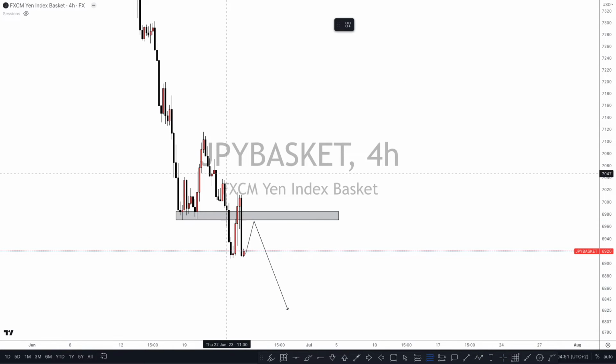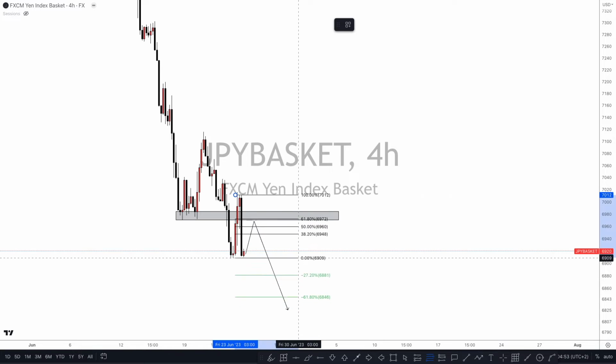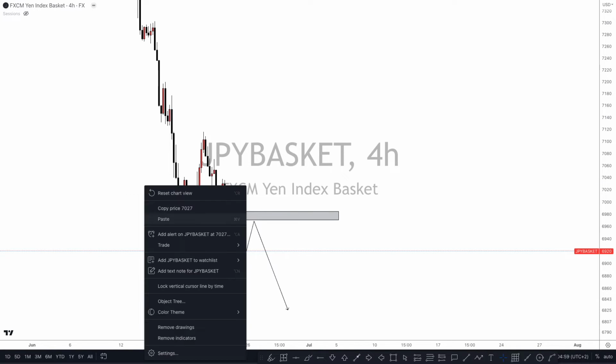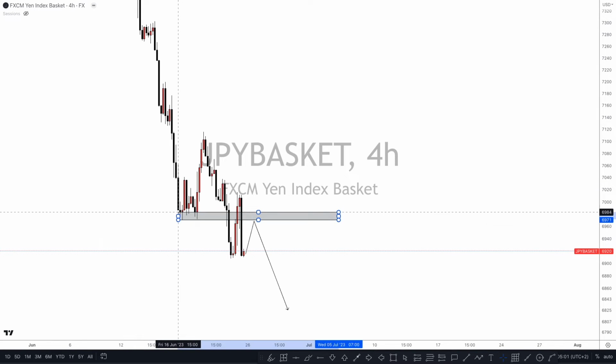And most probably we can also introduce some fib, where we can see price coming back to the 61.8 zone or the 50 zone. That's just for added confluence, and that's all.